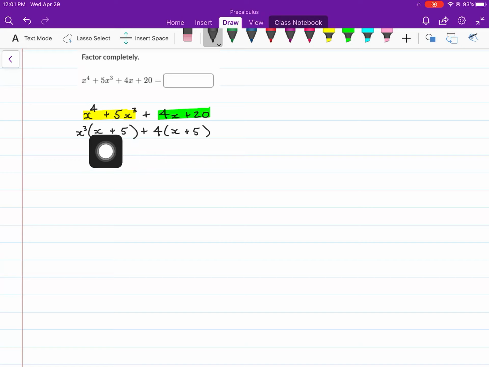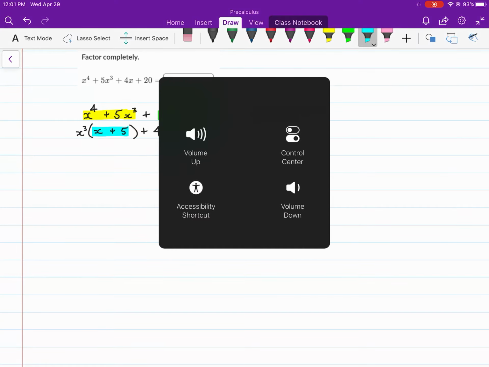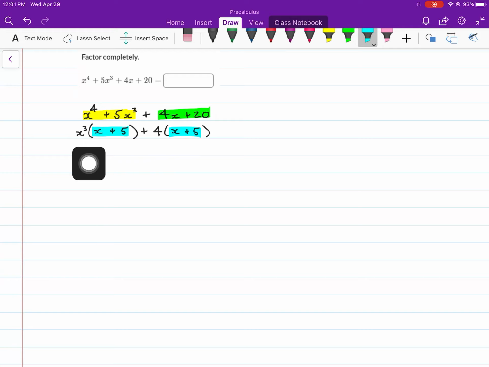So what I did there was I factored something from each group, and now look at what's left. If you look at this, this must be the case. You must have that these are both the same. If they're not the same, then it didn't work. So since they're both the same, x plus 5, think about this.